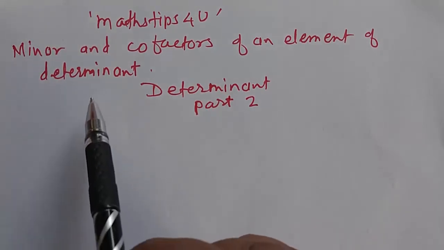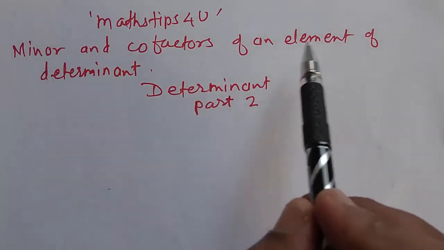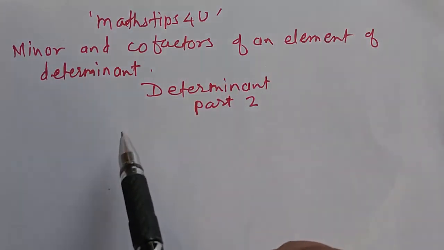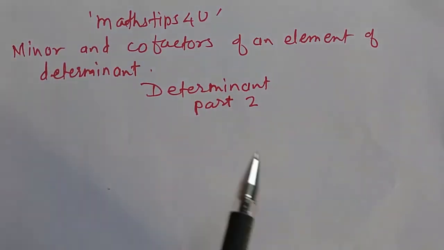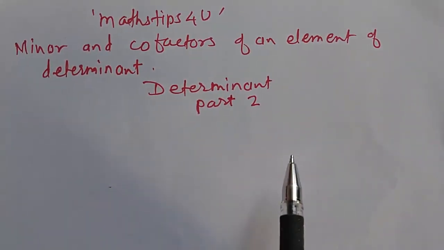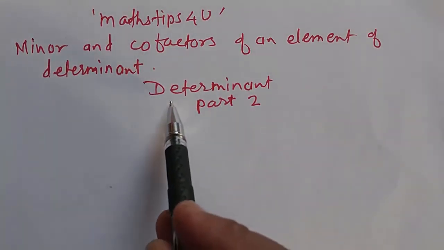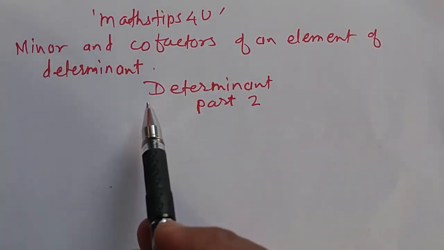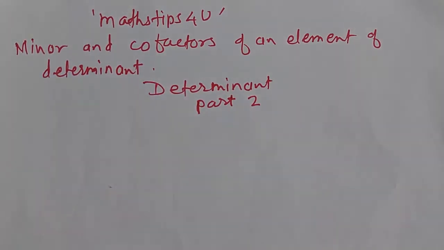In this video, we are going to find the minor and cofactor of an element of a determinant. This is determinant part 2 video. It belongs to the determinant channel. So, we shall study what is meant by minor and cofactor of an element.